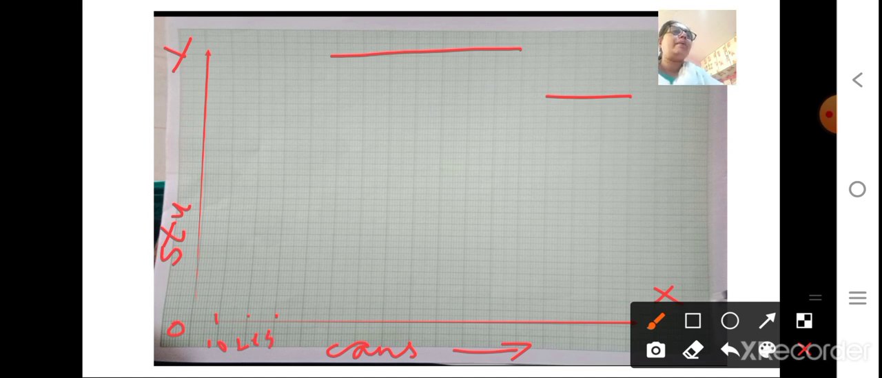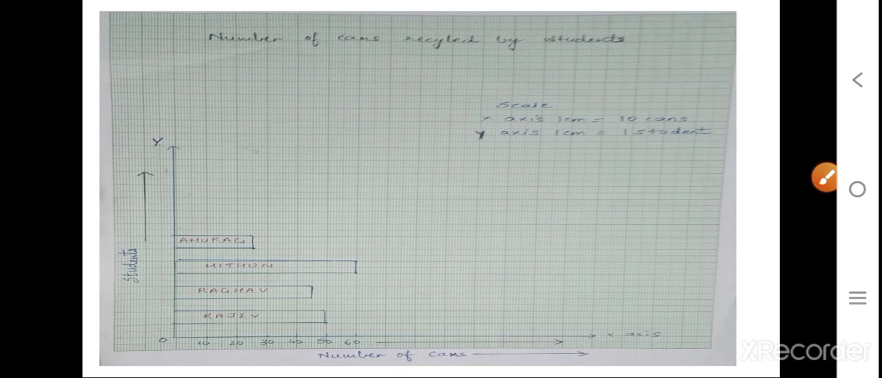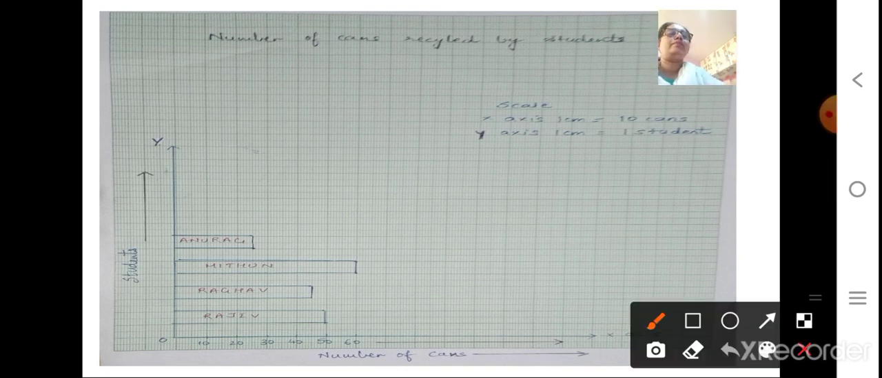Now the first number, that is Raju has recycled 50 cans. So wherever your number 50 is, we will just draw the rectangular bar. So your horizontal bar graph will be somewhat like this. It will be like this. I've just checked this in this slide. Okay, now here the title is given as number of cans recycled by students. Scale: x-axis is equal to 10 cans, that is 1 centimeter is equal to 10 cans.